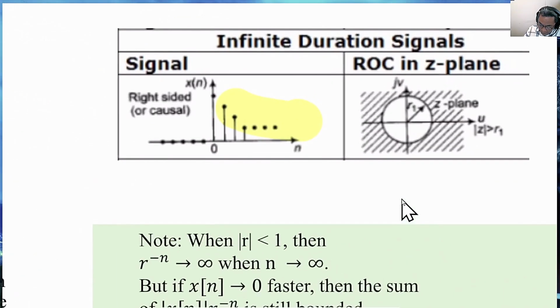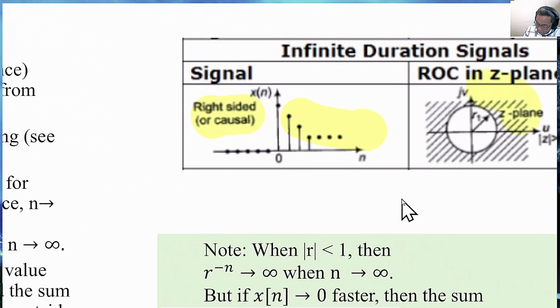Here we have a sequence that only exists on the right hand side, so it's causal and it progresses to infinity, doesn't die. We have shown you in the past example that the region of convergence is external to some position outside a certain pole. Later on you'll realize that it is the pole that is furthest away from the origin, if there is more than one pole. If there is only one pole, it will be that pole position determining the radius r1. If there are more than one pole, it is the pole position of the furthest one away from the origin.